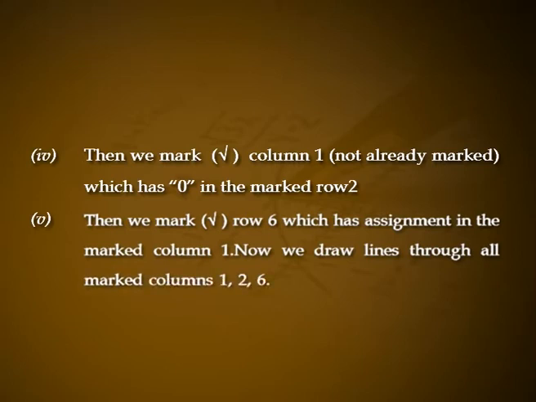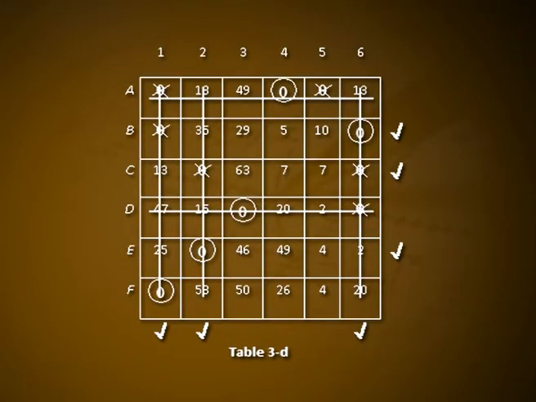Now, we draw lines through all marked columns 1, 2, 6. Next, we draw lines through unmarked rows 1 and 4 having zeros through which there is no line. Thus, we get a minimum of 5 lines to cover all the zeros as seen in table 3D.